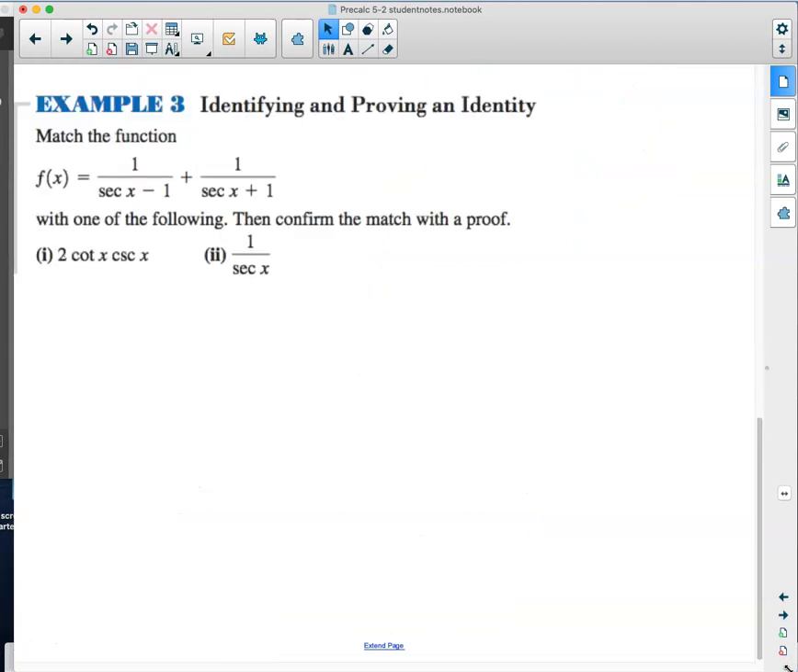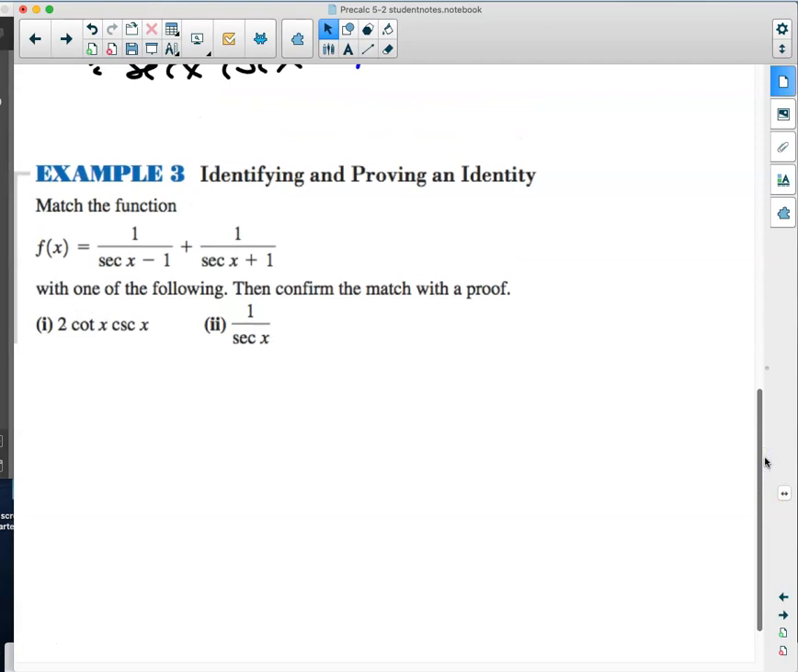This one I think is just a little mean. Identifying and proving an identity. Because it says, match this function with one of the following. So we don't know which one of those is supposed to work or not. So that would be really mean. I mean, we could start this one and get 8 steps deep and find out, well, this one doesn't work. Or same thing here. It looks pretty basic, 1 over the secant of x, but we could do a whole lot of work and not know. So how do you figure out beforehand which one you should really go after?